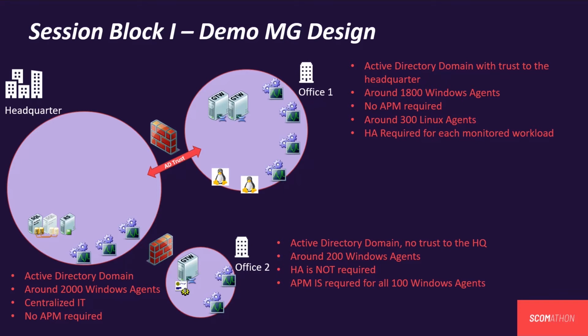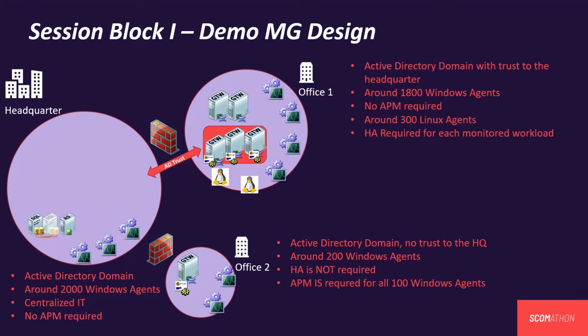Here we will place two gateway servers which will cover those 1800 Windows agents. And we will also place 3 gateway servers in a resource pool here, which should cover around 300 Linux agents. What you will notice here is that we have 3 of them and not 2.